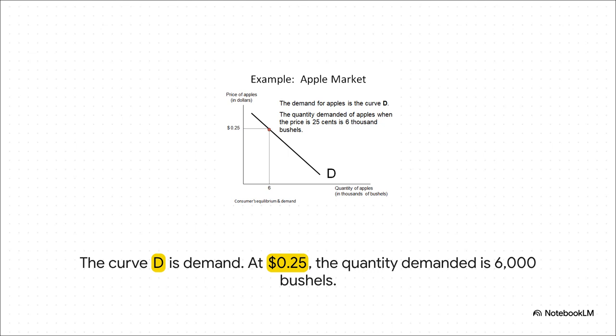Now, have a look at this graph. It's a really great way to visualize this. See that whole line labeled D? That represents demand for apples, the entire relationship between price and quantity. But any single point on that line represents the quantity demanded at a specific price. So for example, at 25 cents, the quantity demanded is 6,000 bushels. Getting the difference between the entire curve and a single point on it is super important.